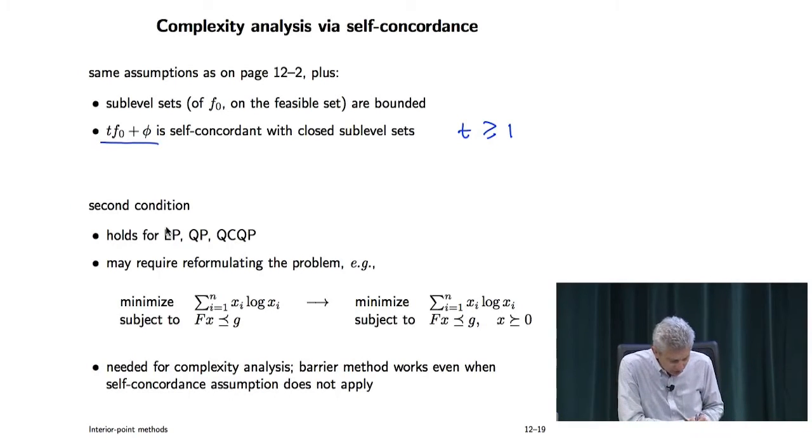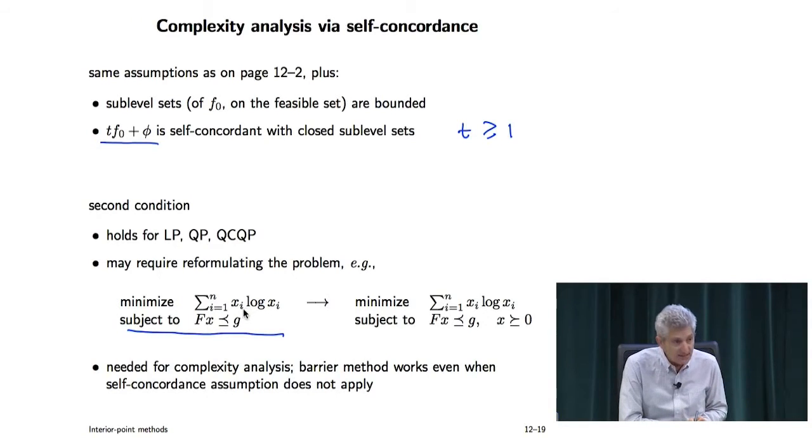Now, this would hold for things like linear programs, QPs, QCQPs, geometric programs, things like that. Now, there are some cases where it isn't. Here's one. Here's a maximum entropy problem, right? And it turns out it's not self-concordant. But it turns out it's really easy to make it self-concordant. And actually, when you think about it, you'll realize it's even the right thing to do.